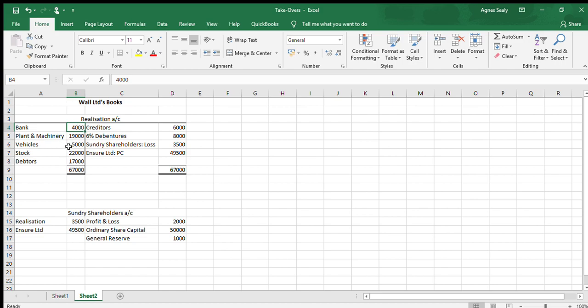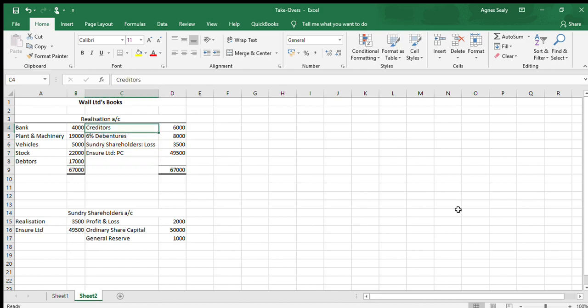So Wall Limited had bank of $4,000, plant and machinery of $19,000, vehicles $5,000, stock $22,000, and debtors of $17,000. So we are debiting these asset accounts to the realization account, because the asset account itself will be credited in order to close that account off the books of Wall Limited.